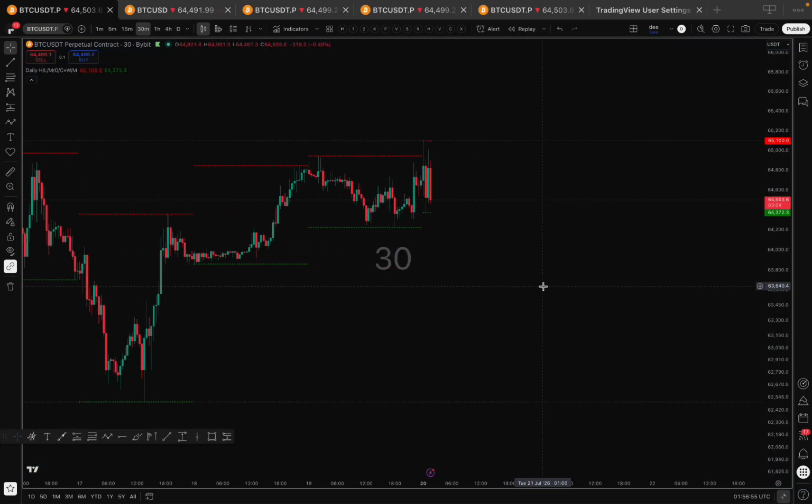Now, let me talk about others. Another type of liquidity. Now we have internal and external liquidity. Two types of liquidity. Now this is a high. Then we have something like this.